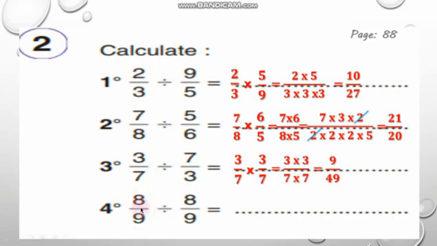Here I have 8 over 9 divided by 8 over 9. So I write 8 over 9. I write instead of divide, times 9 over 8. Now I write 8 times 9 over 9 times 8. I can simplify by 8 and simplify by 9. The answer is 1.